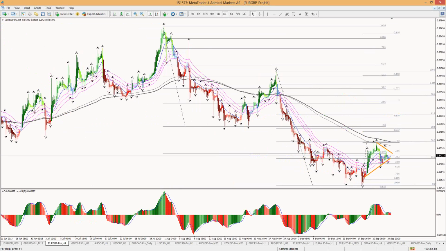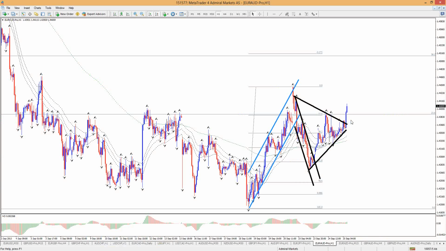Let's take a look at the euro odd to see which one is stronger, the euro or the odd. Looks like the euro, in fact, broke out last hour.